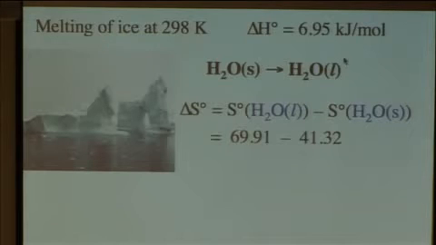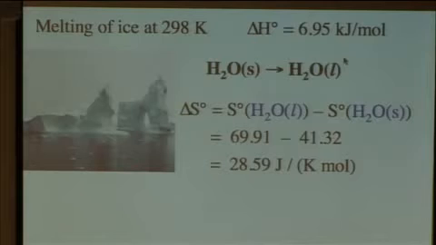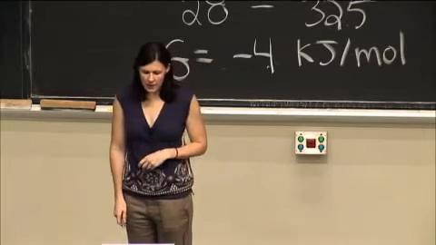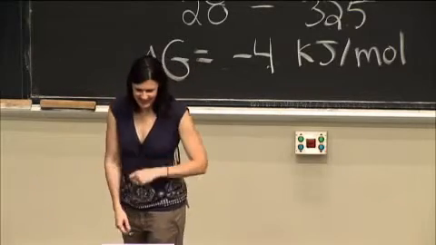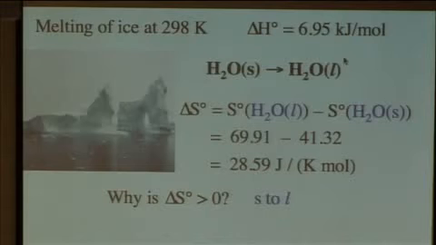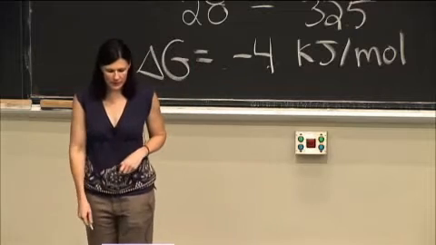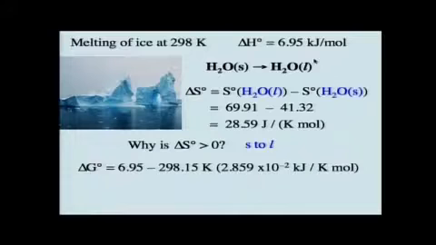If we go ahead and plug in those values here, what we end up with is a delta S of this reaction of 28.59 joules. This makes sense because we're increasing the disorder of the system. We're seeing a positive delta S here. And I just answered that question for you. Why is delta S positive? We're going from a solid to a liquid. We're increasing disorder.